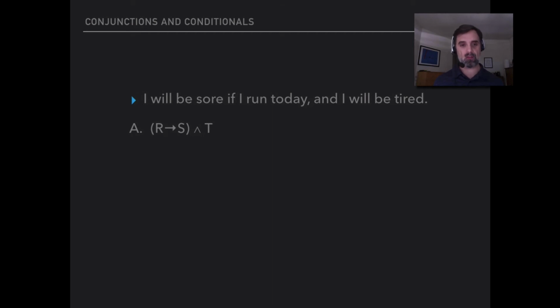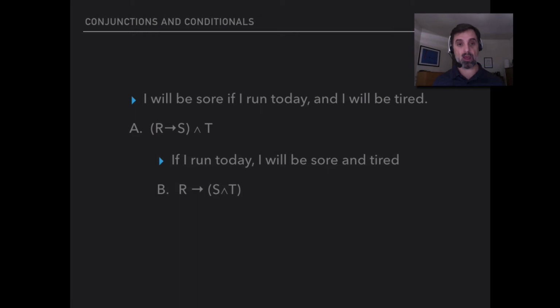That's if R, then S and T, versus if I run today, I will be sore and tired. That's if R, then S and T. So these two sentences are exactly the same in terms of the left to right order of the R's, S's, and T's, and the order of the conditional and conjunction symbol is the same. So if we ignore parentheses, we just have R, arrow, S, conjunction, T.